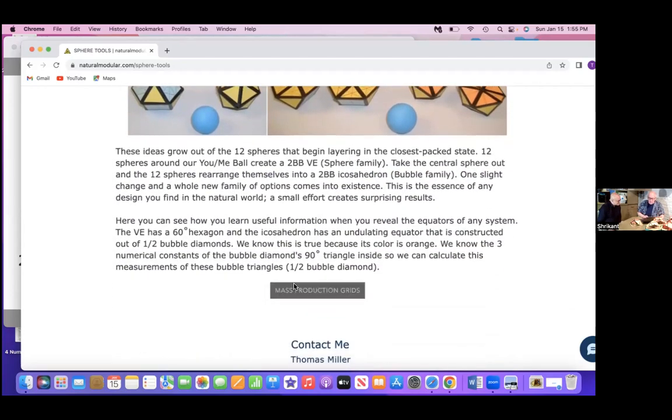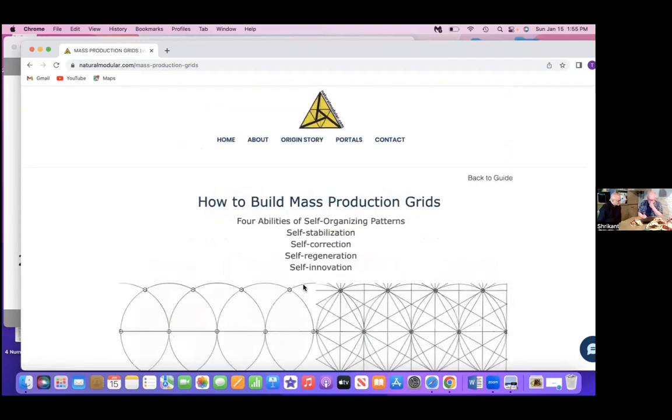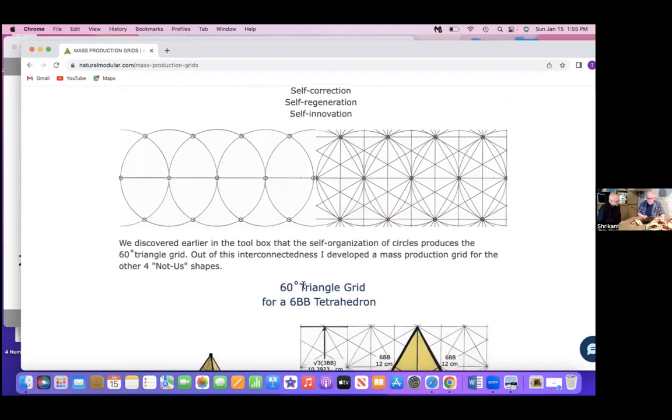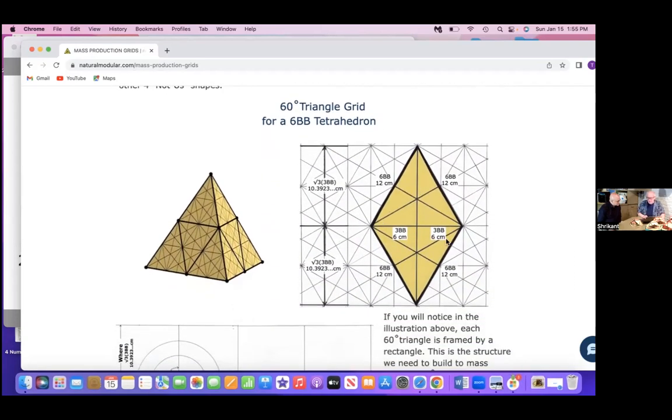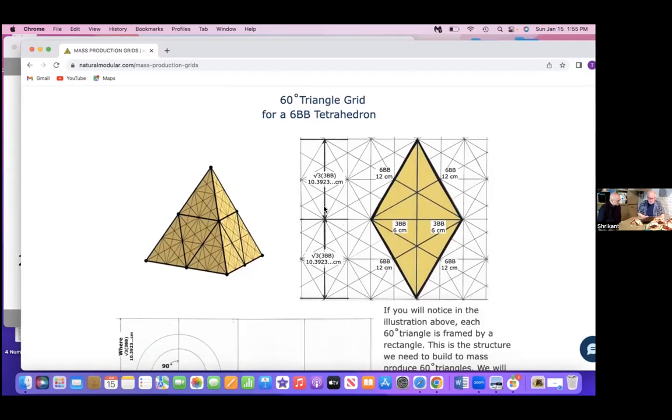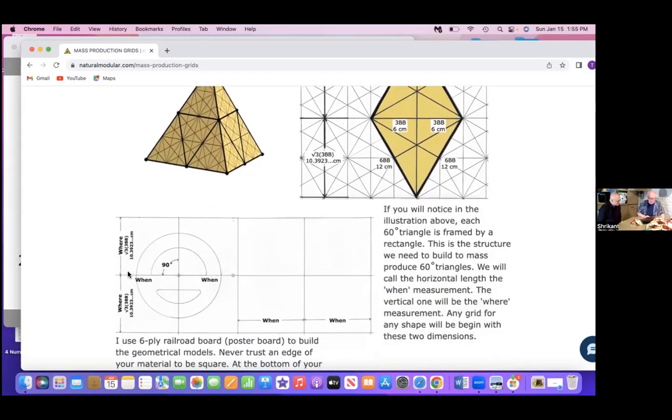By this simple method. So the next thing is how to mass produce these shapes. We talked about how the circles can do that. So here is the 60-degree triangle with the 6 BV edge. And then this is the square root of 3. So I call this the where dimension, the vertical, and then the horizontal is the when dimension. So I use 6-ply railroad board for my models, and you can never trust them to be 90 degrees.